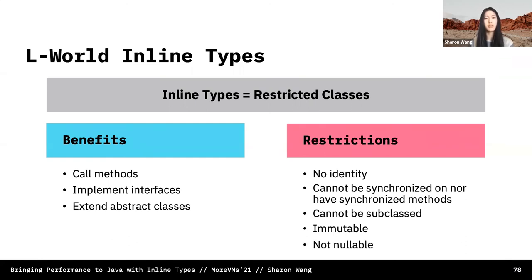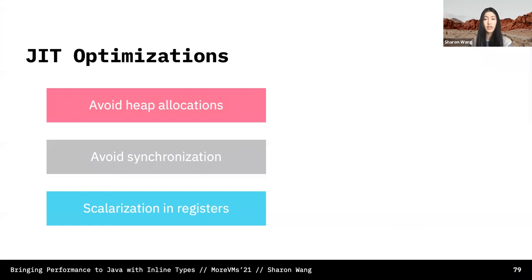And although this seems like a long list of restrictions, these very limitations facilitate the performance advantage inline types have over traditional classes, such as field flattening for better memory layout and various JIT optimizations, which I'll touch upon now. Avoiding heap allocation and synchronization on locks improves performance because it reduces memory allocation, memory access, and GC activity, and that translates to improved execution time as well.